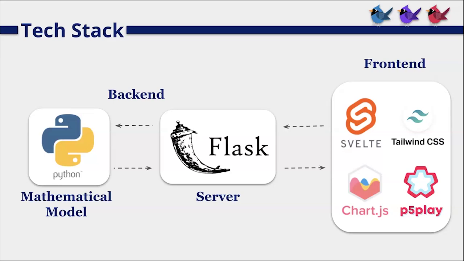And our backend consists of the mathematical model that we converted from MATLAB into Python, and also a server that we created using Flask. And once the model is done running, the model results will be passed back to the front end through JSON data. And then we use Chart.js and P5Play, both JavaScript libraries, for visualization.